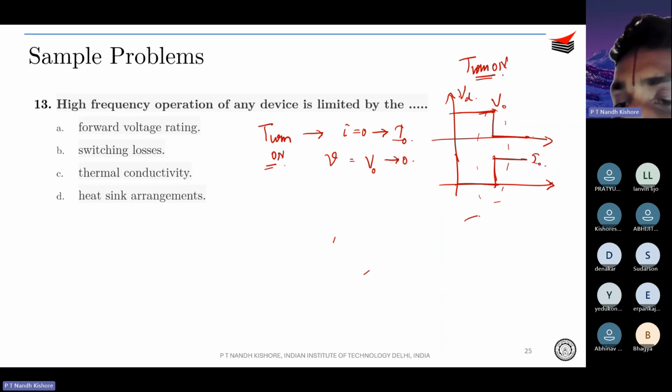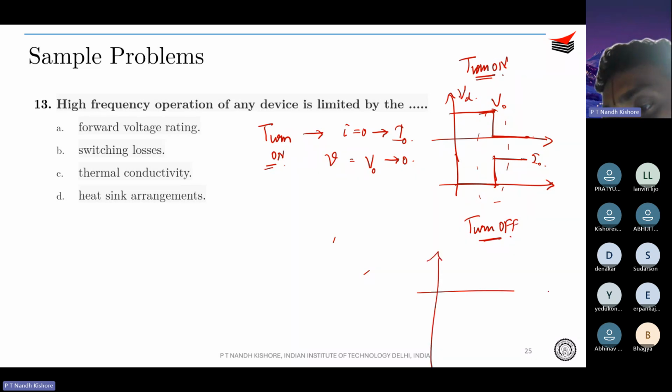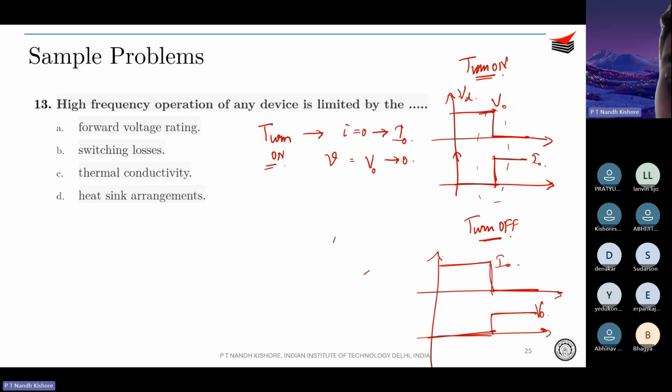Similarly, during turn off, your current will fall from I naught to 0, and your voltage will increase from 0 to V naught, the forward voltage. So this is during turn off. This is something very ideal.